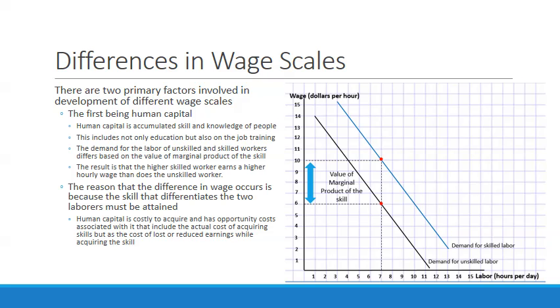So you can see here, human capital is costly to acquire. It has opportunity costs associated with it, that include the cost of acquiring the skills, but also the cost of loss or reduced earnings while acquiring the skill. So you could go to college, graduate in 4 years, get a job. Or you could stay an extra 2 years, earn a master's degree. Now that's 2 years you're giving up of earnings. But in the process of doing so, you're going to make more money. I did this. This is what I did essentially.